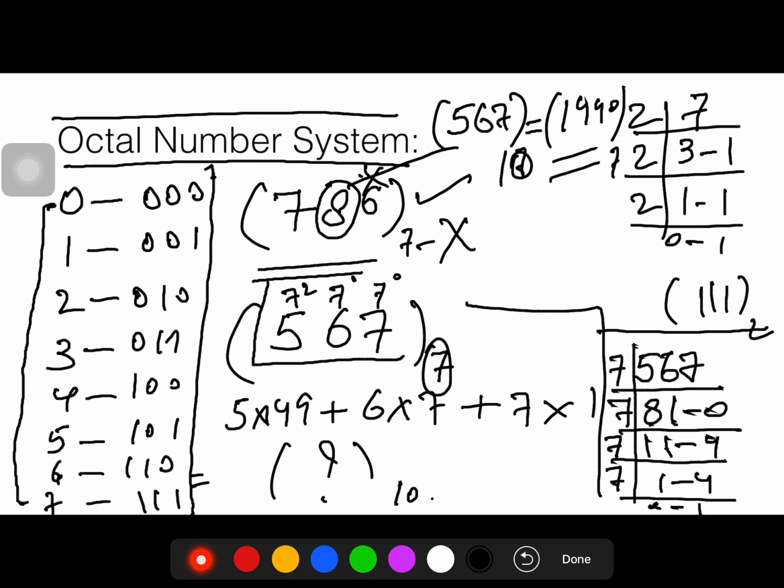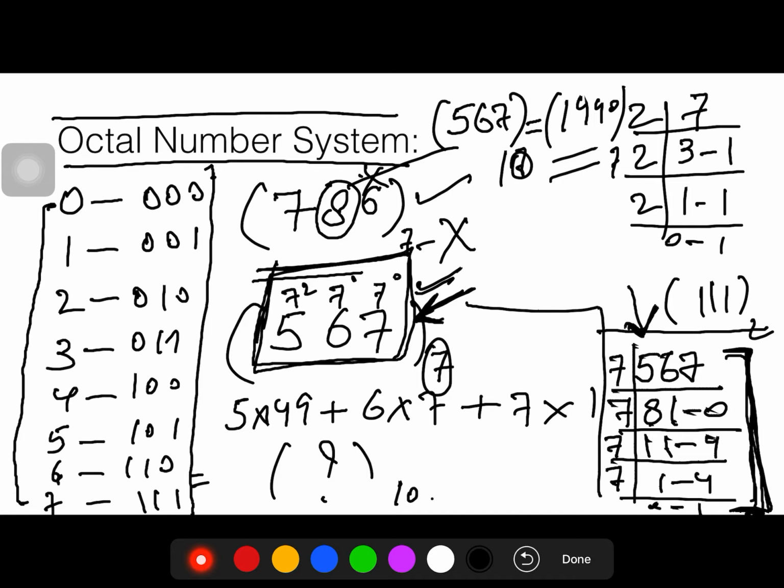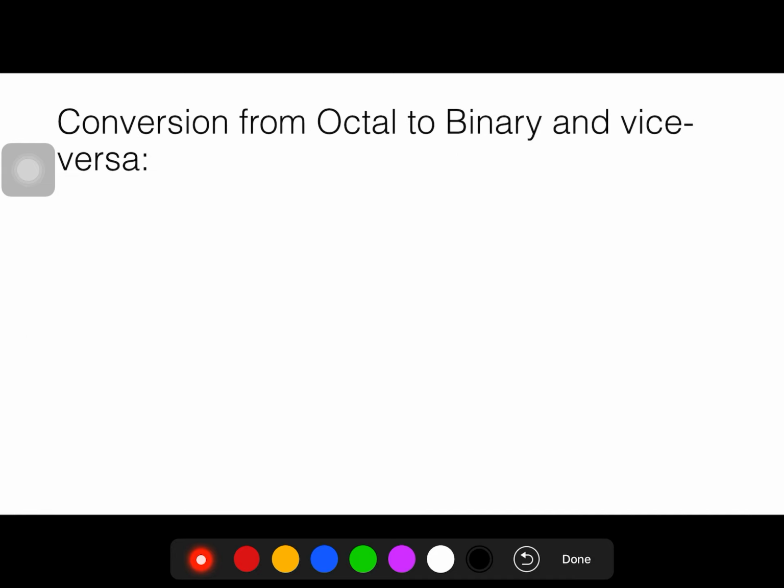Similarly, in order to compute decimal, we have to do the summation of the product of face value and place value. This is the procedure. In order to convert a decimal number to octal, you have to factorize the number and accumulate the remainders. This is the procedure in order to convert a number in octal from decimal. These are the two procedures.